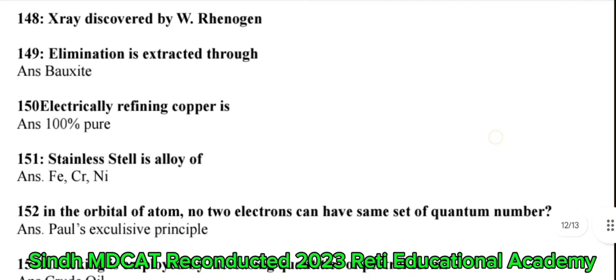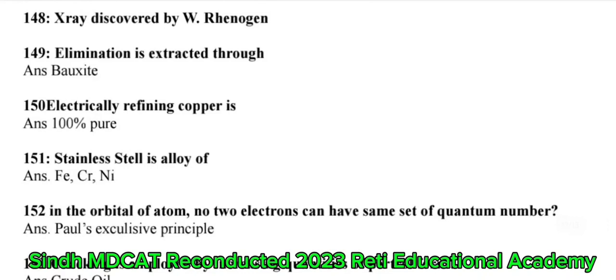Question number 148. X-ray discovered by, and the correct answer is W. Rontgen. Question number 149. Aluminium is extracted through bauxite. Question number 150. Electrolytically refined copper is 100% pure. 151. Stainless steel is an alloy of, and the correct answer is Fe, Cr, Ni. Question number 152. In the orbital of an atom, no two electrons can have the same set of quantum numbers, and the correct answer is Pauli's exclusion principle.